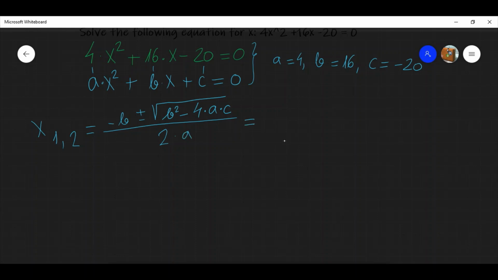Now the b value we have is 16, plus minus the square root of b, which is 16, squared minus 4, where a has a value of 4 and c has a value of minus 20, and in the denominator we have 2a, which is 4. Now equal, what will we have here.